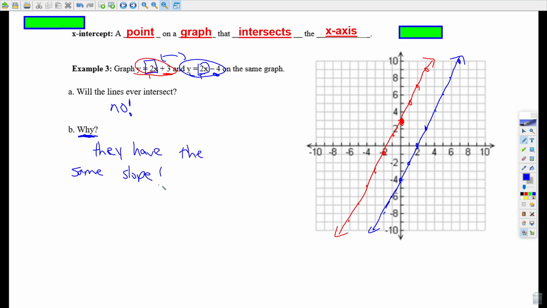So anytime two equations have the exact same slope but a different y-intercept, because they start at different places, they will never intersect each other. They're going to go up and over or down and over the same amount every single time, because they have that constant rate of change.